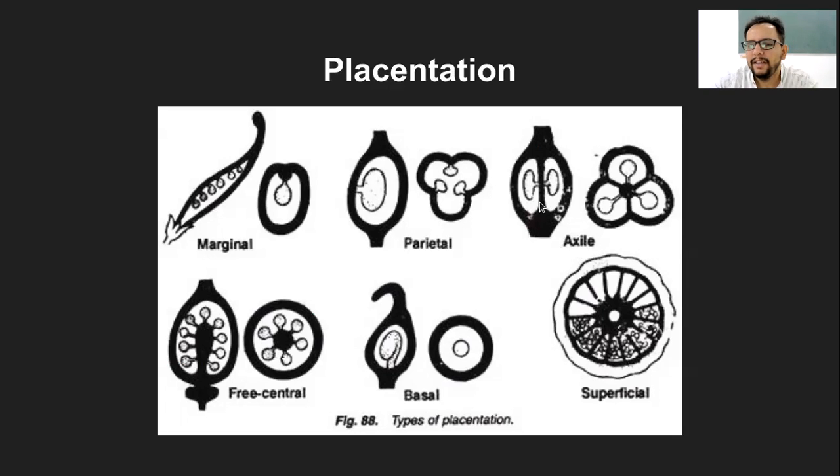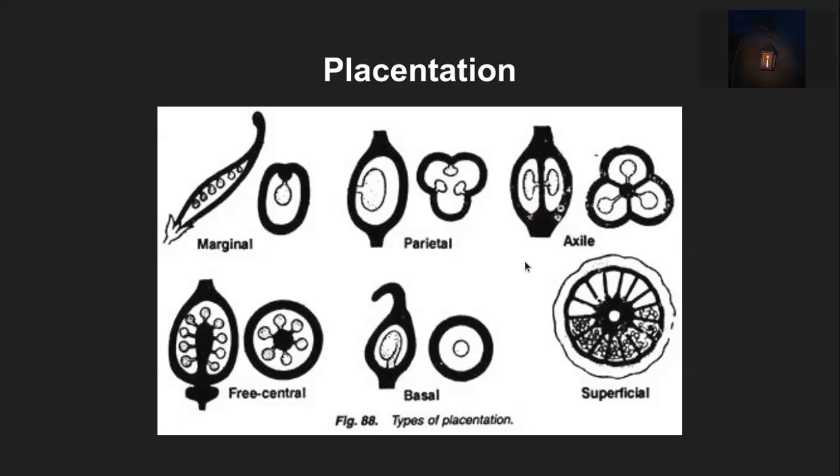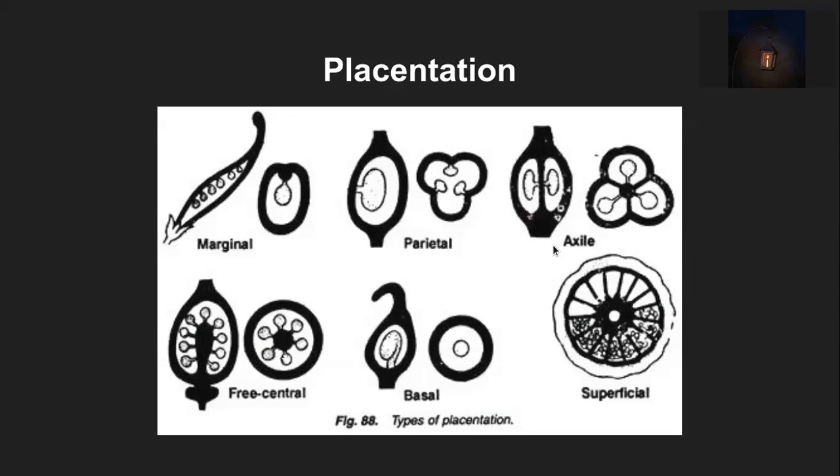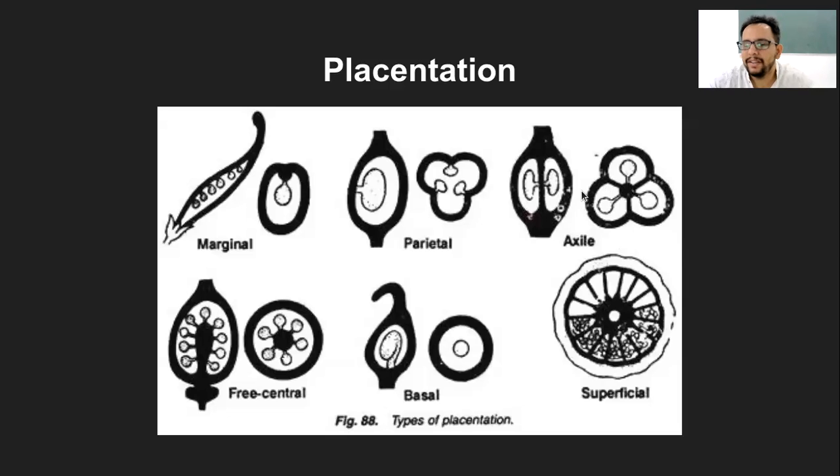Then axile, these are along the central axis. For example, tomato. If you break open a tomato, all the seeds are on the inner core, and then there is the wall of the ovary that you see. Capsicum also. So these are all your axile, where the ovules are located on the central axis.